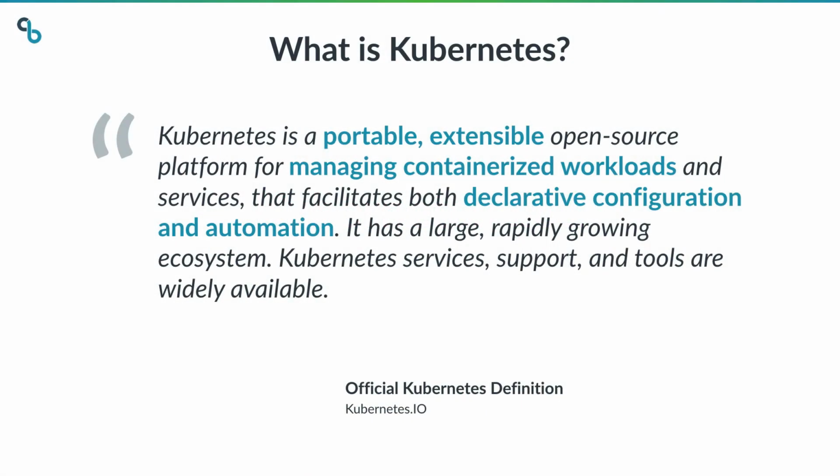Whenever I'm looking at a new technology, one of the things I like to find out is, what is Kubernetes? The quickest way to find out the official definition is to go back to the Kubernetes website. Their definition is: Kubernetes is a portable, extensible, open source platform for managing containerized workloads and services that facilitates both declarative configuration and automation. It has a large and rapidly growing ecosystem. Kubernetes service support and tools are widely available. Wow, that's a big mouthful.